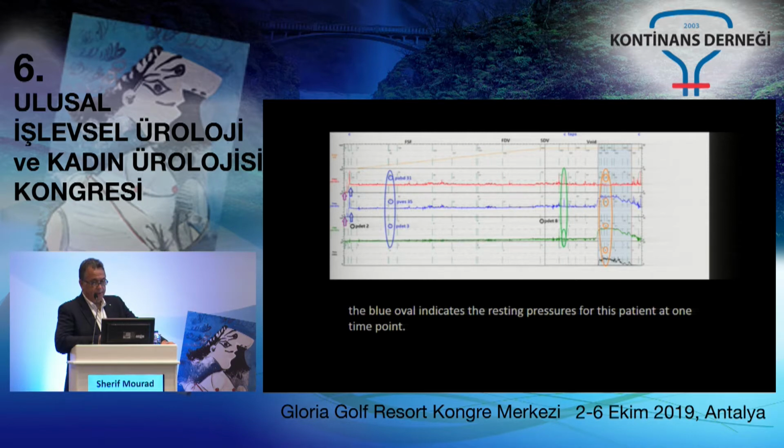In this same trace, you can see that the filling cystometry is preceding the order to void, or the permission to void as written, and after this, the pressure flow will follow. The arrows in pink show the atmospheric pressure, and after connecting the tubes to the patient, there is some rise in the pressure, shown by the blue arrows, and this is what we call the resting pressures. So the blue oval indicates the resting pressure for this patient at that time.